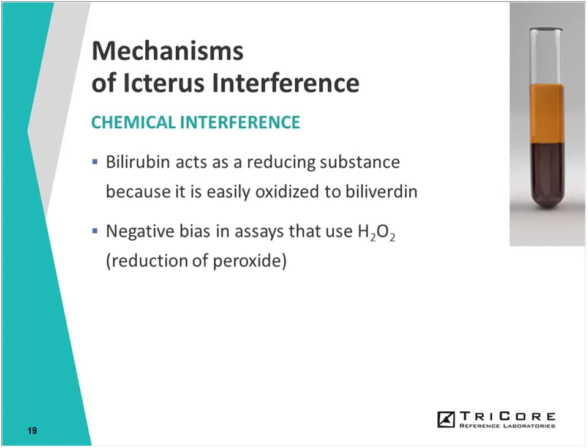Bilirubin can also cause chemical interference by acting as a reducing substance because it is very easily oxidized to biliverdin. And any assays that use an oxidase or a peroxidase-based reaction to produce a measurable product may yield lower results because bilirubin reacts with the peroxide formed in the test system.